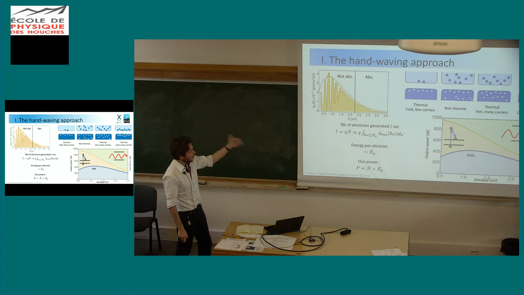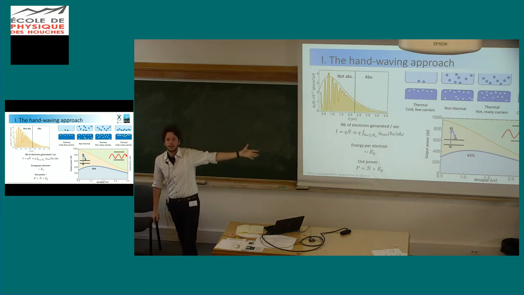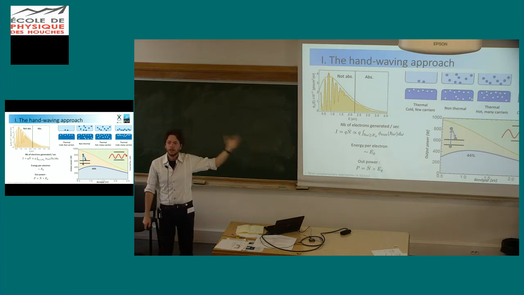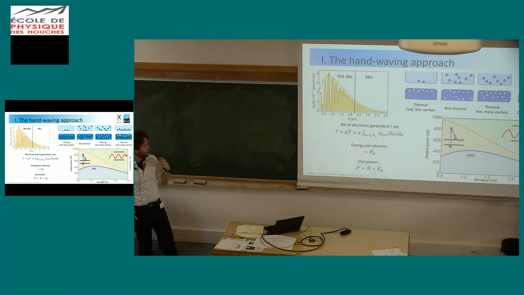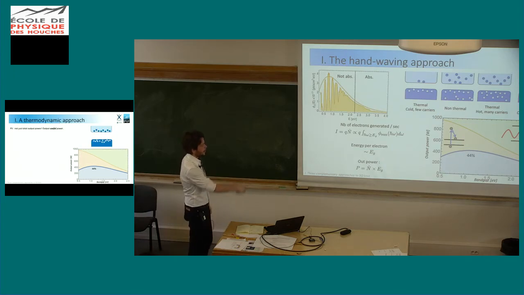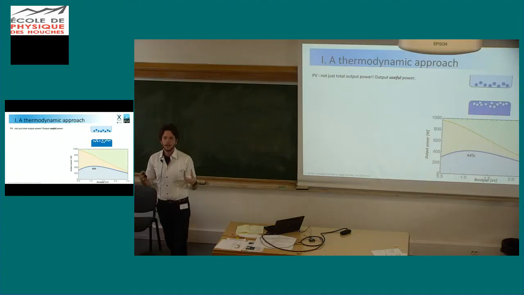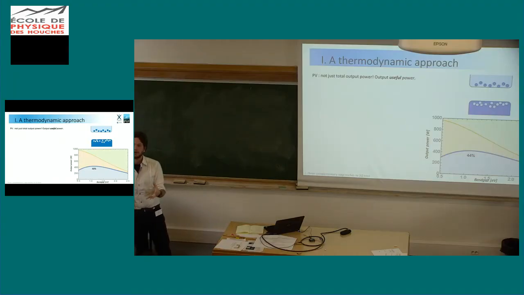Now, why is this idea so rough? Why is it not satisfying? Why is this not already the Shockley-Queisser limit? What's the difference between this picture and the Shockley-Queisser picture? The main difference is, here I'm talking about the total energy which I'm getting from the electrons. But we're not interested in the total energy. What we're interested in is electrical power.